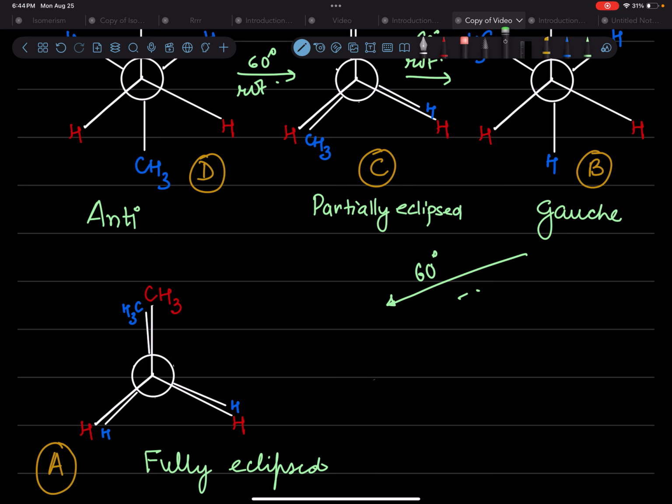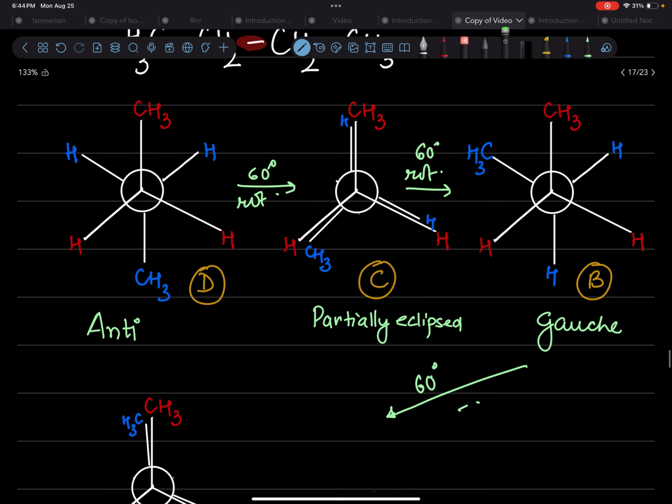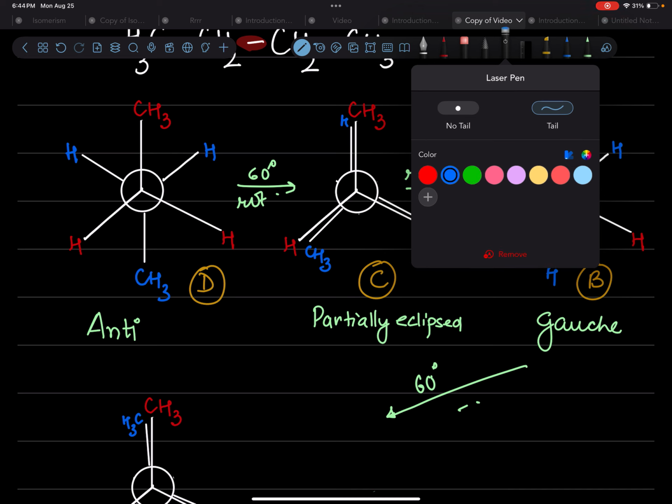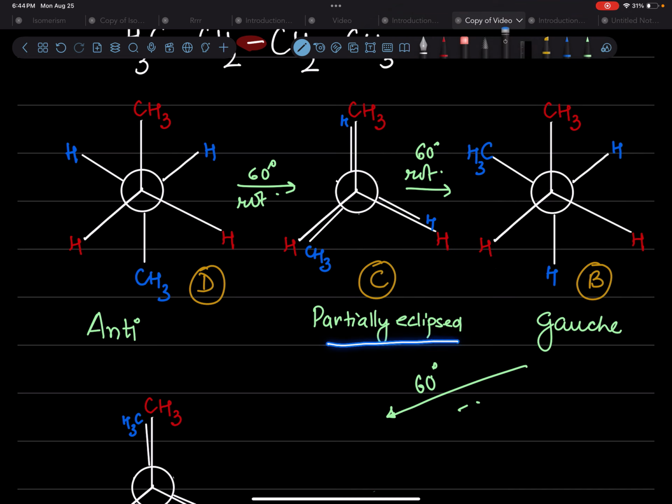Now let's look at the partially eclipsed and the gauche conformation. In case of partially eclipsed, since there is eclipsing happening leading to torsional strain, right? Groups are very much close to each other. So this is of higher energy as compared to gauche, where the groups are far apart.